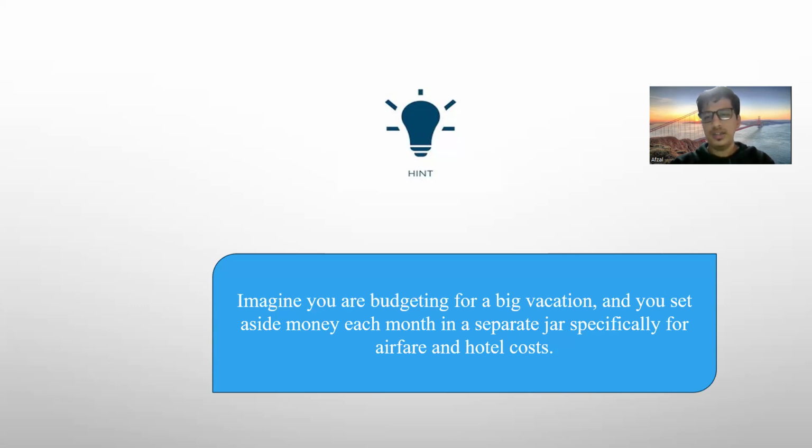So basically, the hint is you have to imagine that you are planning for a big vacation and you are keeping some money each month in a separate jar, or call it a piggy bank, for the traveling expenses. Could you relate this hint to a mortgage concept? If yes, please drop your answers in the chat box, or unmute yourself and tell the answers. I'll wait for 5 seconds.